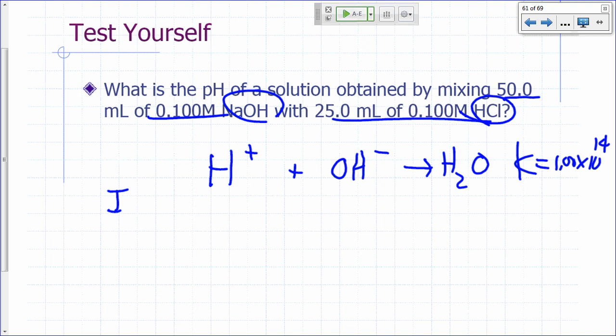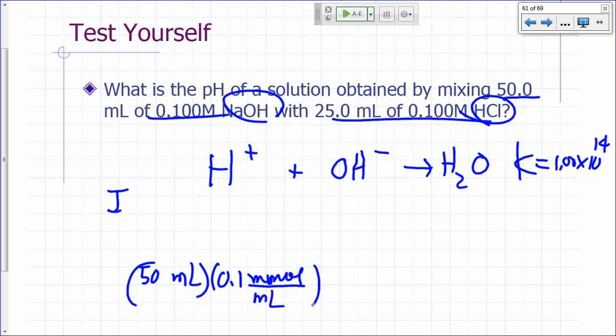Okay, let's just do moles first, and we'll figure out concentration later, because we know this is going to go all the way, right? So let's just do moles. 50 mL times 0.1 is how much? 50 mL times 0.1 millimoles per mL. That's 5 millimoles, right? So that's 5 millimoles of sodium hydroxide.